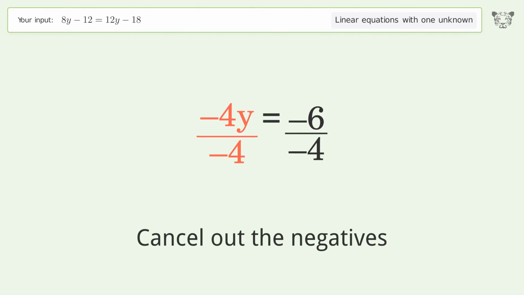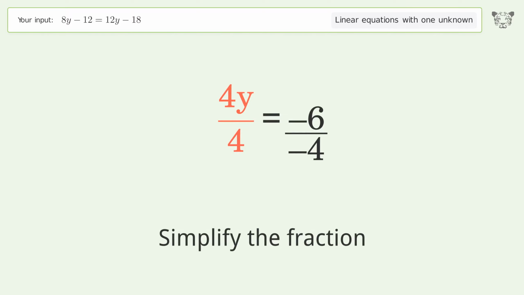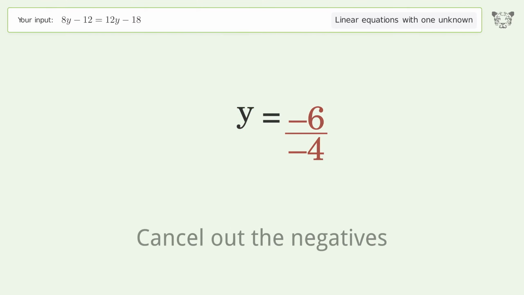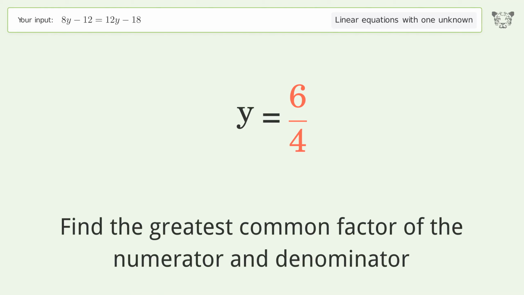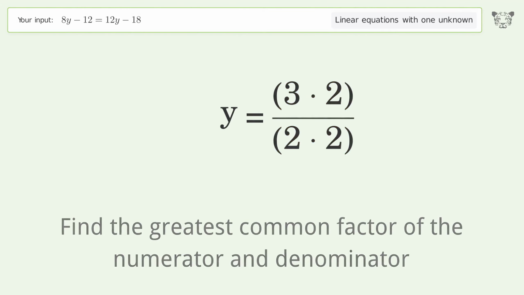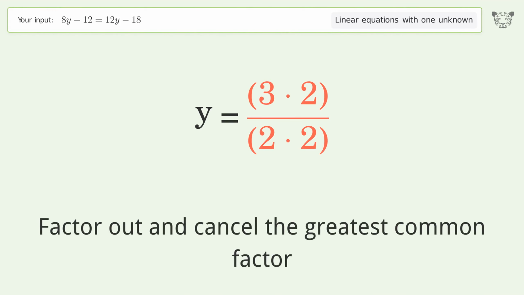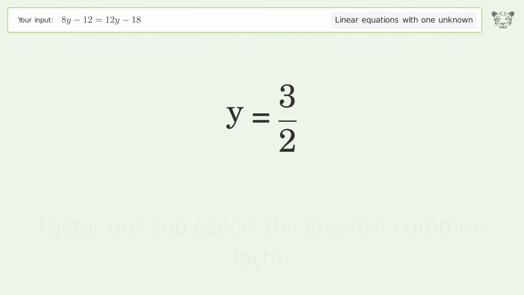Cancel out the negatives. Simplify the fraction. Cancel out the negatives. Find the greatest common factor of the numerator and denominator. Factor out and cancel the greatest common factor. And so the final result is y equals 3/2.